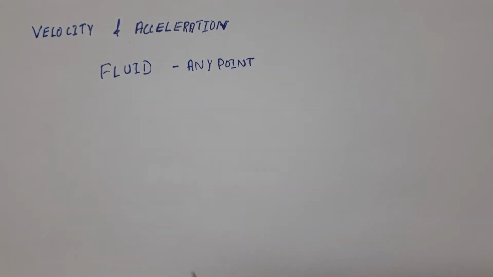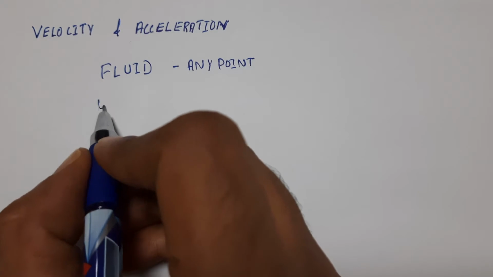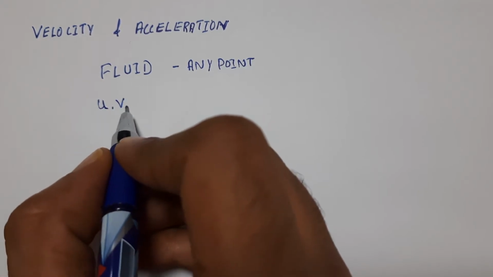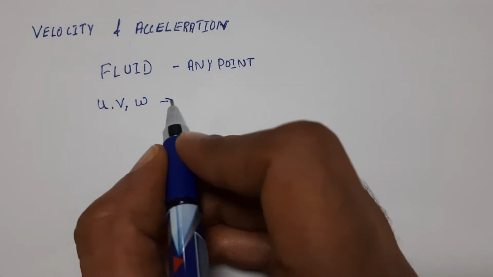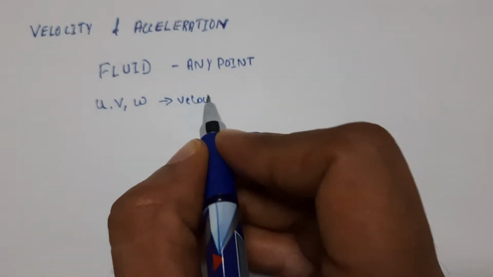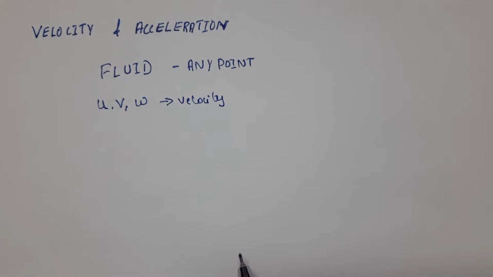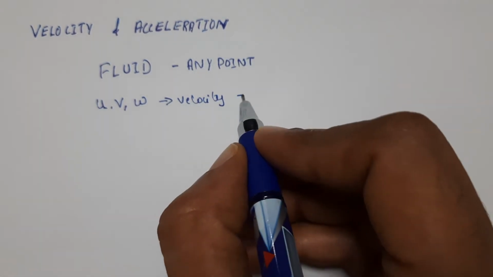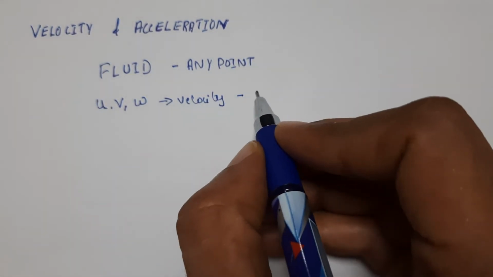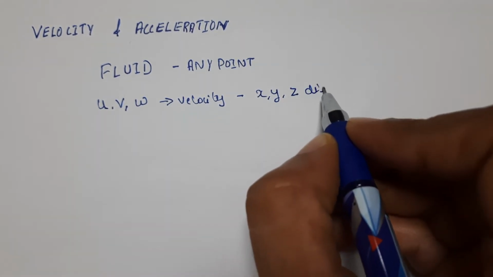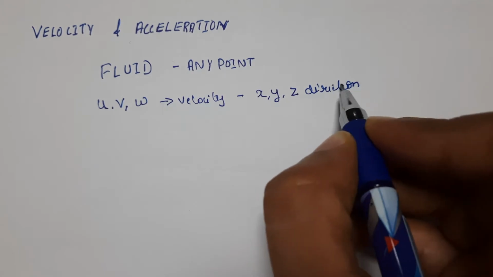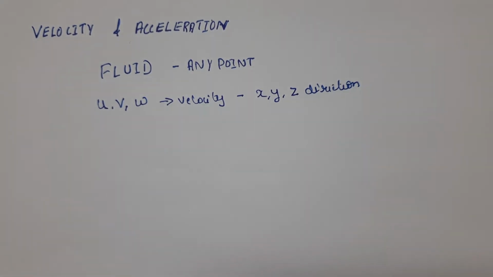To understand this, let us have u, v, and w. So these are the velocity components in x, y, and z directions. The velocity components are functions of space coordinates and time here.